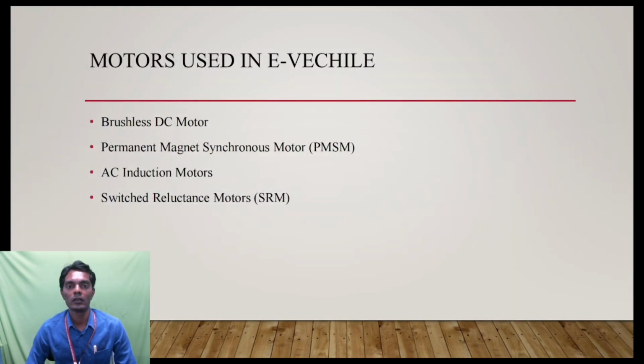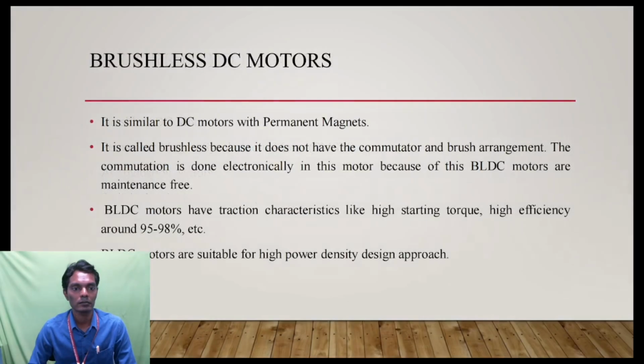What are the motors used in an electric vehicle? Brushless DC motor, permanent magnet synchronous motor, AC induction motor and switched reluctance motor. Why are we using most of these motors? They are very cheap and very reliable. Mainly, they can also be used as a generator during braking.